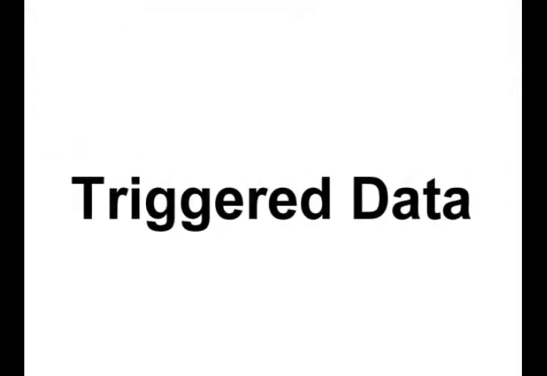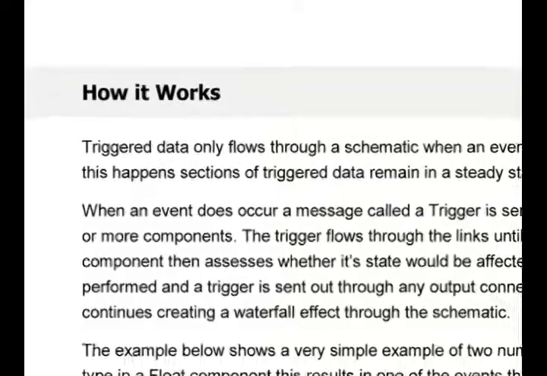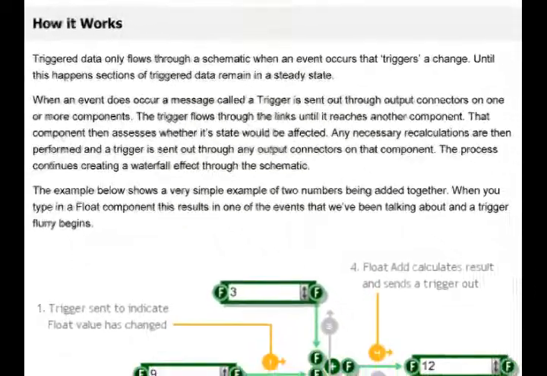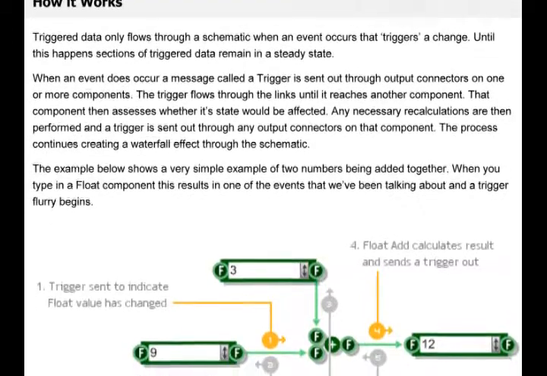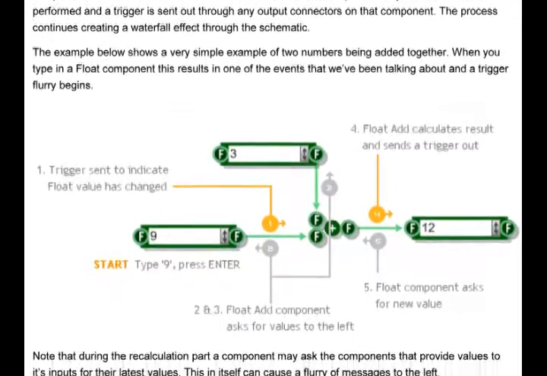Triggered data: how it works. Triggered data only flows through a schematic when an event occurs that triggers a change. Until this happens, sections of triggered data remain in a steady state. When an event does occur, a message called a trigger is sent out through output connectors on one or more components. The trigger flows through the links until it reaches another component. That component then assesses whether its state would be affected. Any necessary recalculations are then performed, and a trigger is sent out through any output connectors on that component. The process continues, creating a waterfall effect through the schematic.